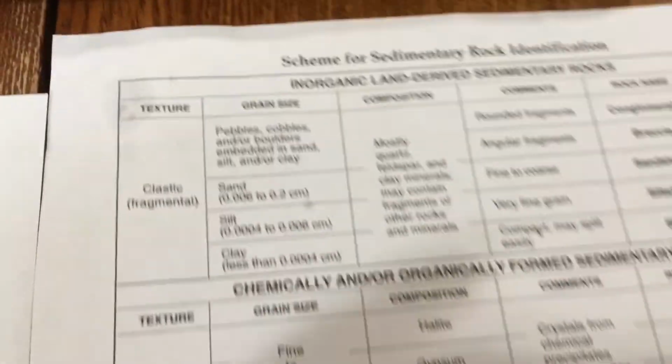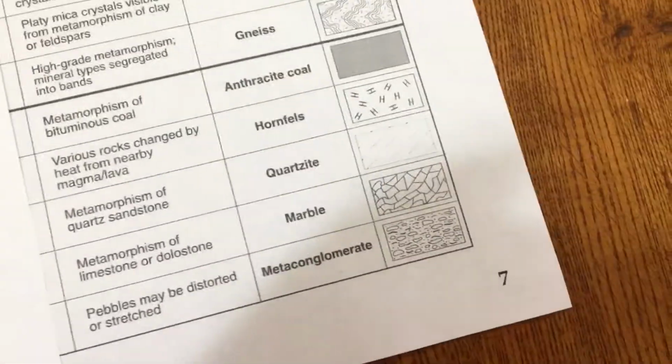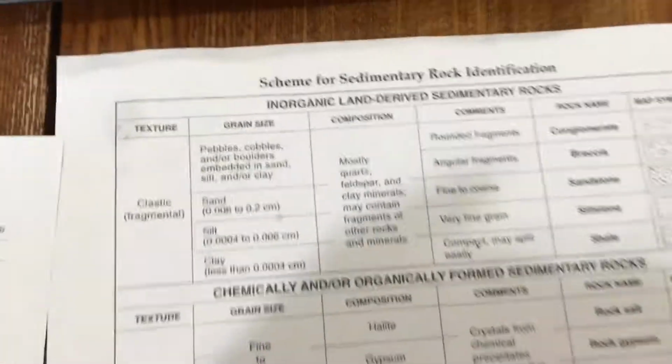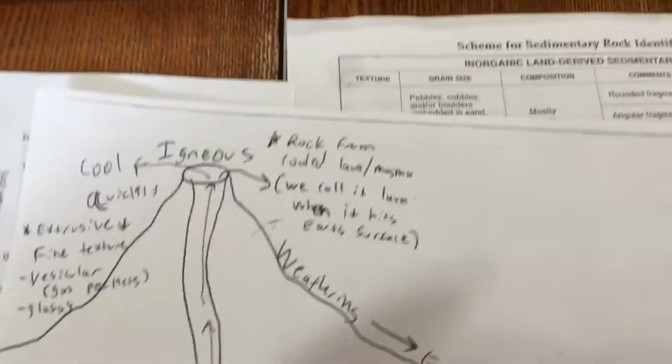Time for sedimentary rocks. So, just like the other one, you're going to need your reference tables. This is on page 7. Page 7 of the reference tables, up top, sedimentary rock identification. So let's talk quick about where these things come from.